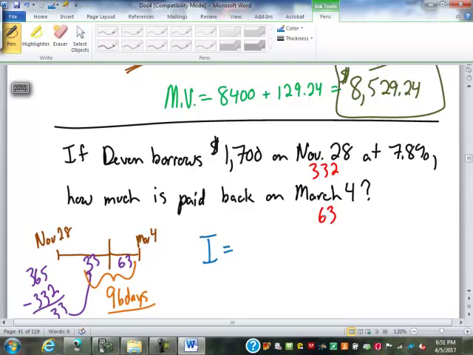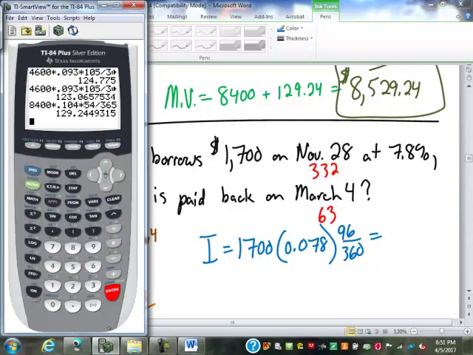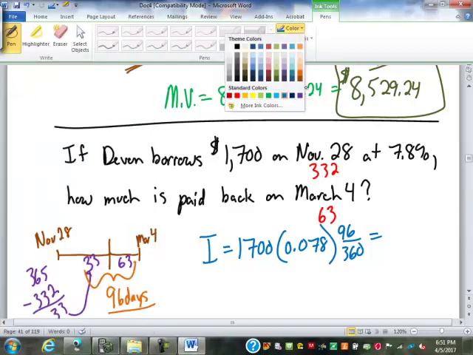So interest is going to equal, fill in the blanks for me. 1,700 times 0.078. 96 over, it doesn't say anything about exact or ordinary, so we assume ordinary. So 96 over 360. So $35.36.